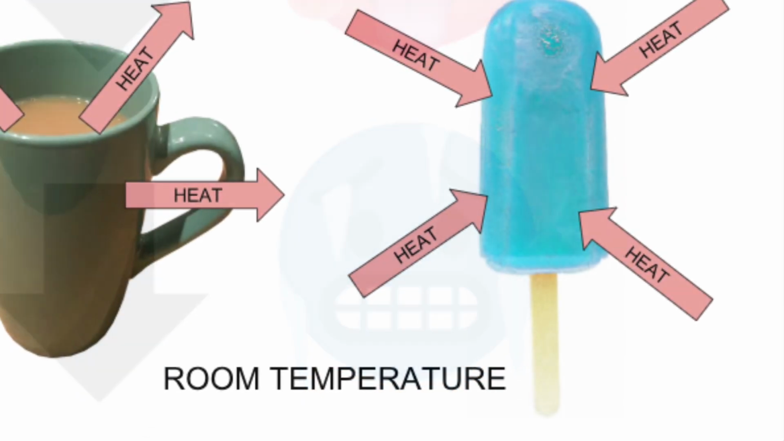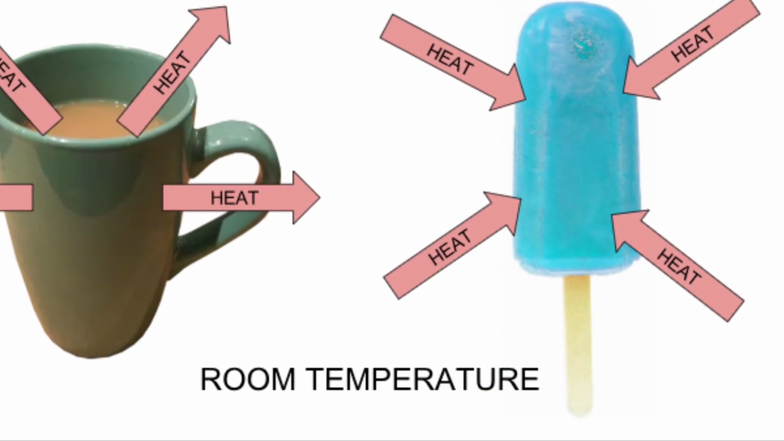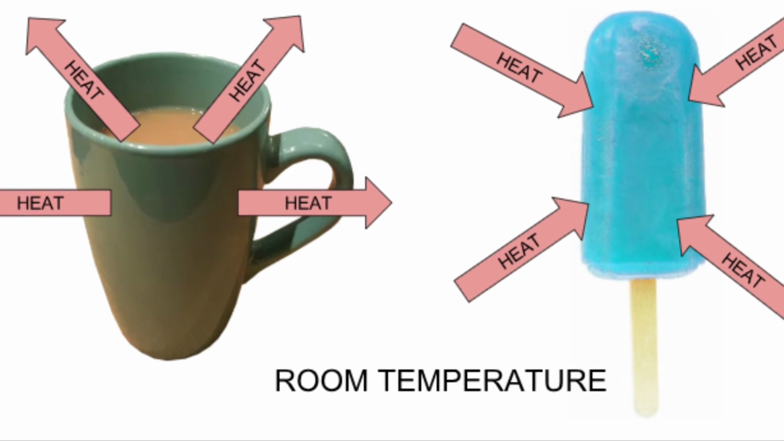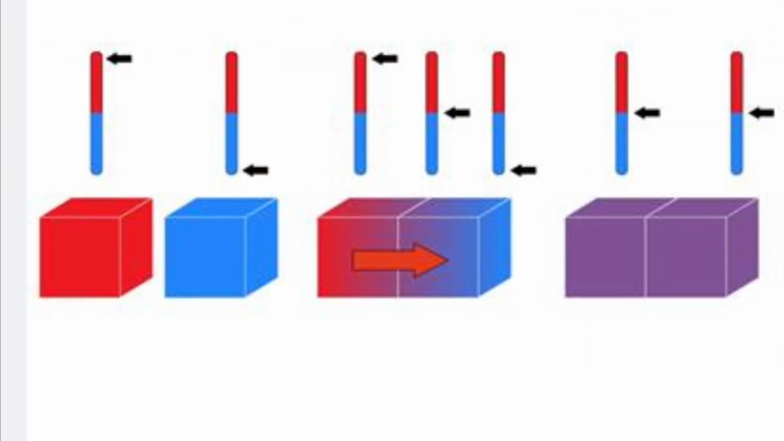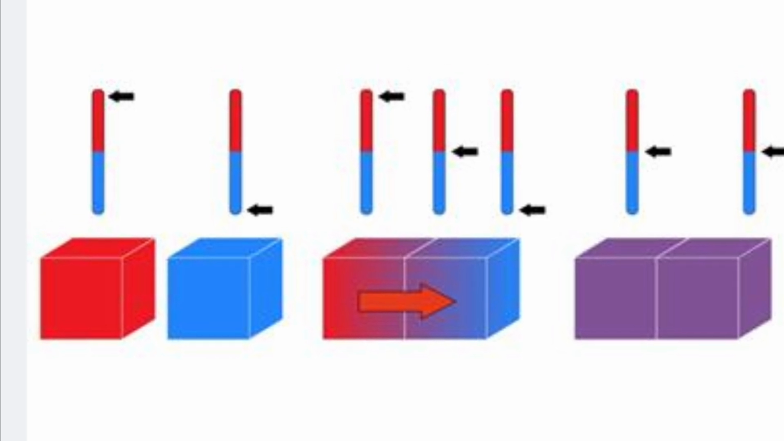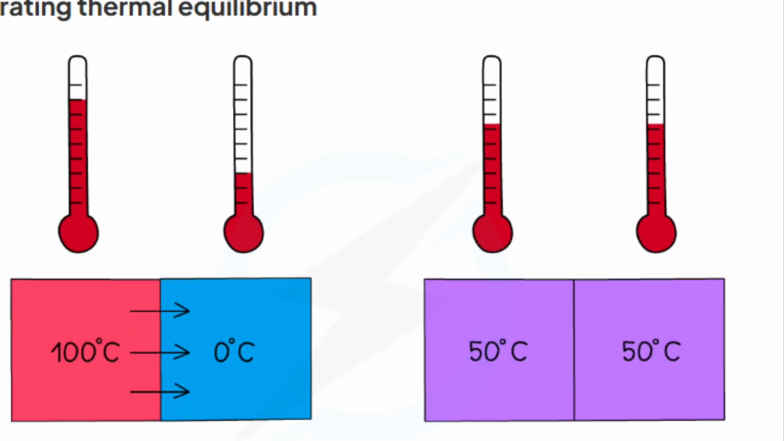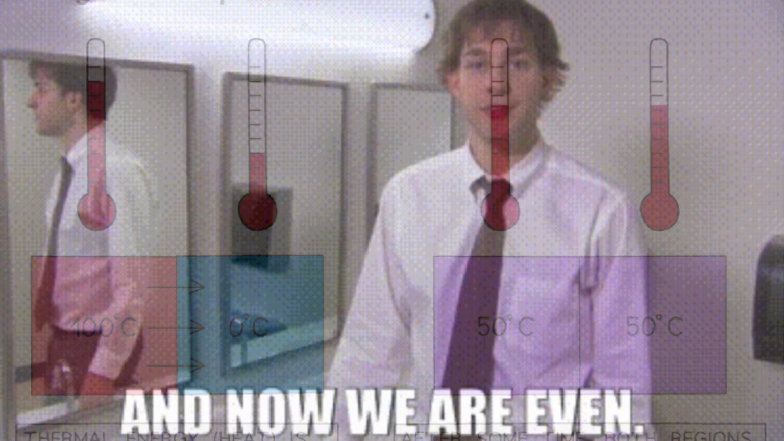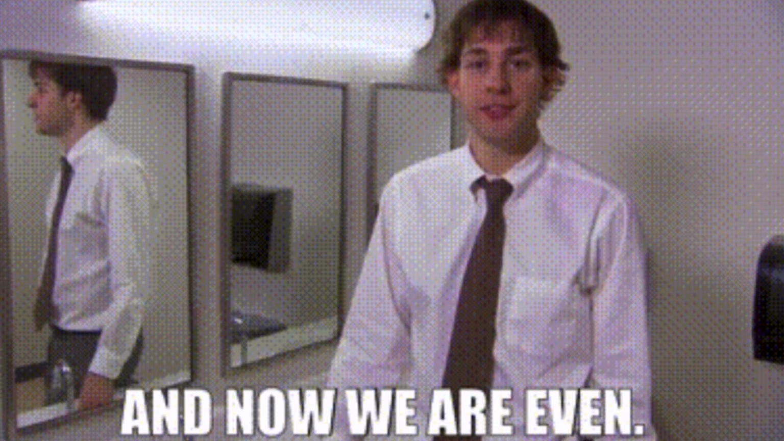So when you put a cold spoon in a cup of hot soup, the spoon gets warm, right? That's because the thermal energy from the soup is moving into the spoon. And here's the cool part. This keeps happening until everything is the same temperature. That's called thermal equilibrium. Sounds fancy, but it just means everything's even.